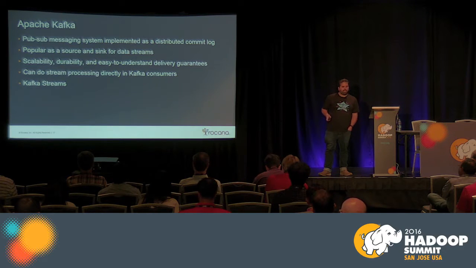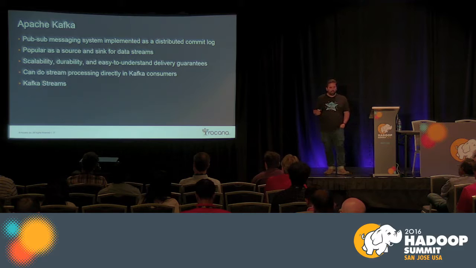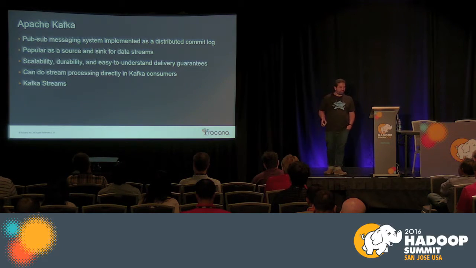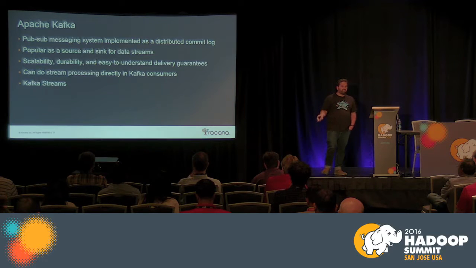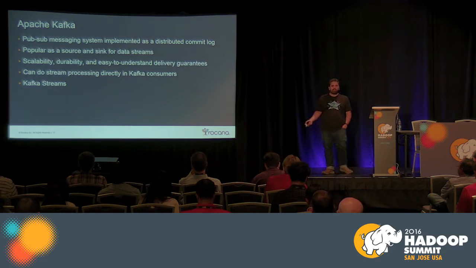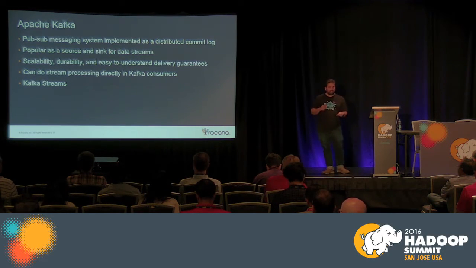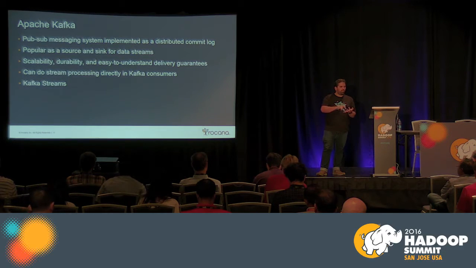I also want to give a shout out to Kafka. I mentioned it on an earlier slide. Kafka itself is not a stream processing system. It's a pub-sub system that's implemented as a distributed commit log. It's very popular as both a source and a sink for any of these stream processing frameworks. The reason for that is it gives you very high throughput. It's very scalable, gives you strong durability guarantees, and very easy to understand delivery guarantees.